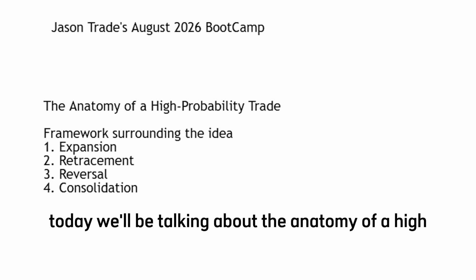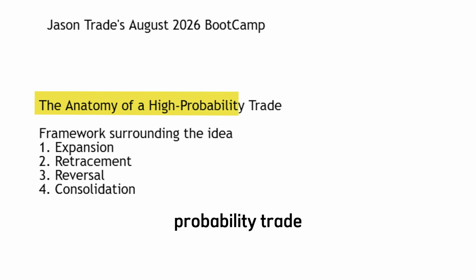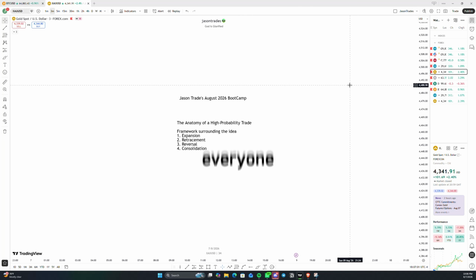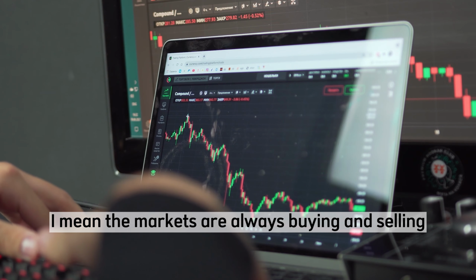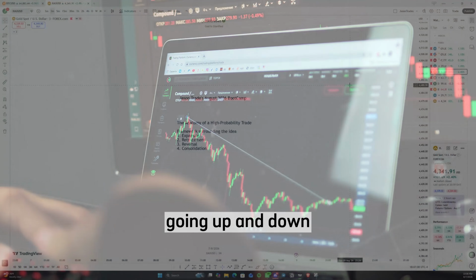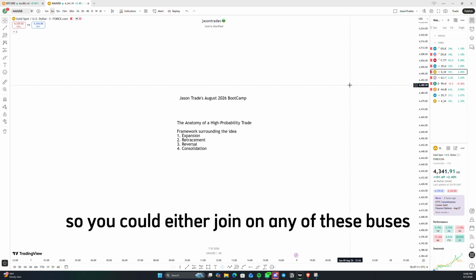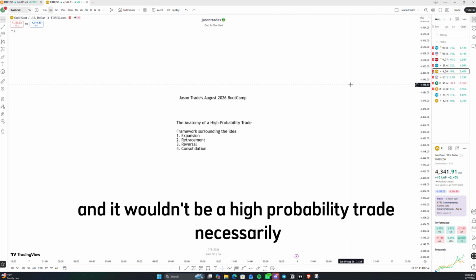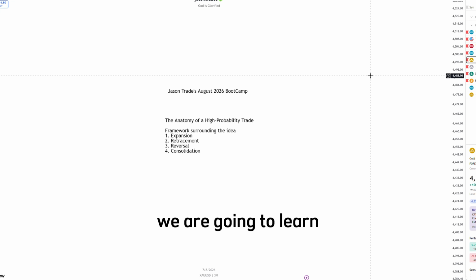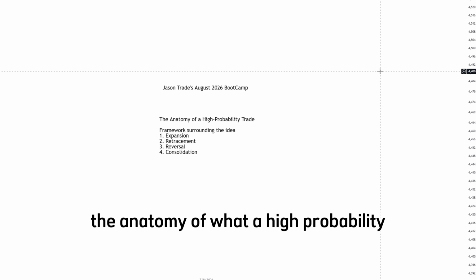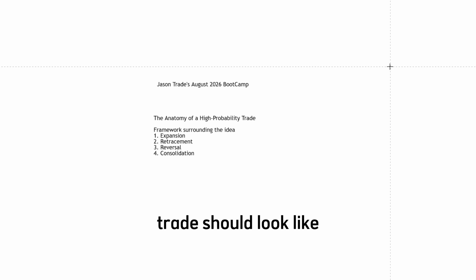Today we'll be talking about the anatomy of a high probability trade. Now, one thing everyone here should know is that you could take a trade. I mean, the markets are always buying and selling, going up and down. So you could join on any of these moves and it wouldn't necessarily be a high probability trade, right? But today we are going to learn the anatomy of what a high probability trade should look like.